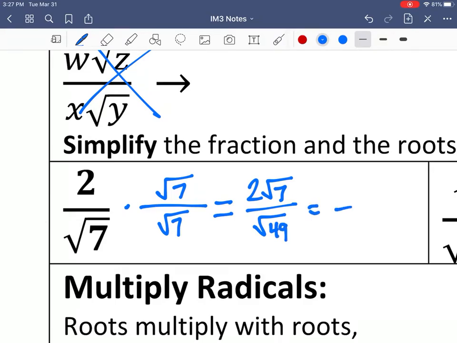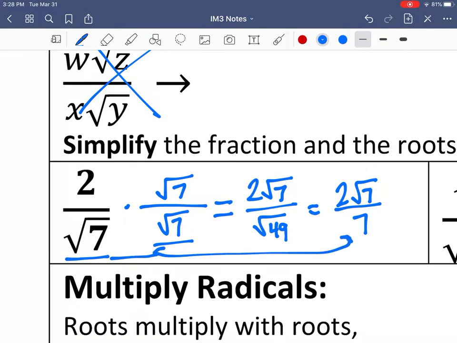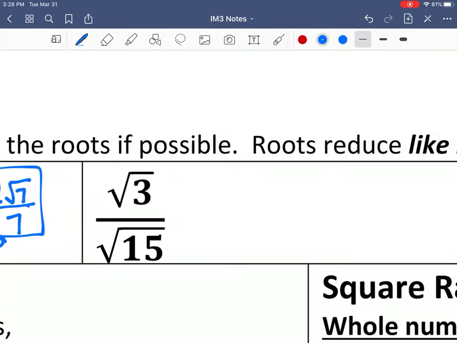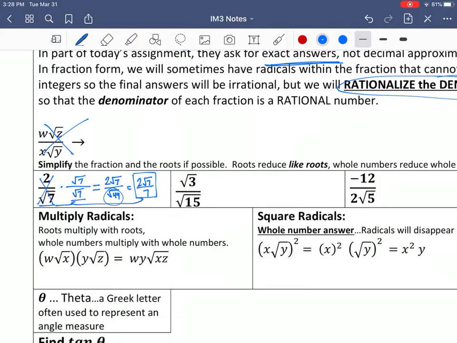Well, rad 49 simplifies. Write that 2 a little bit better. Sorry, as I said, I'm getting used to this stylus. 2 rad 7 over rad 49 is just 7. Now, the shortcut: whenever you take a radical and multiply it by itself, you're going to end up getting that same number just outside of the radical, because it ends up squaring, and then you square root it, and it ends up working out. So 2 root 7 over 7 is how I want the answer instead of this form with the radical on the bottom. Okay? That's the most common one you'll see.